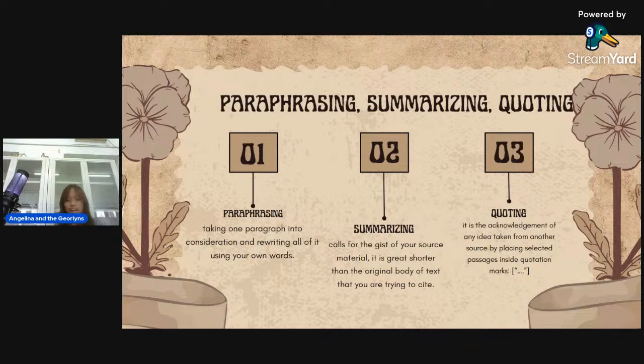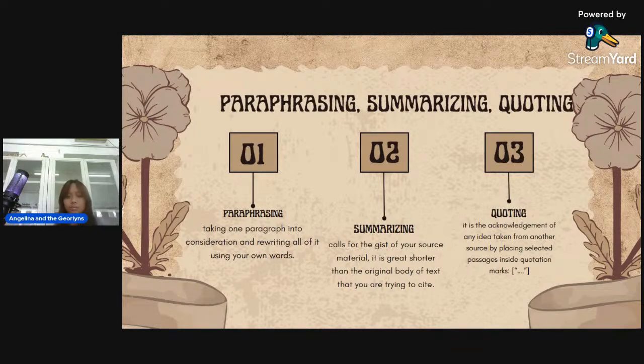Then summarizing calls for the gist of your source material. It is much shorter than the original body of text that you are trying to cite. So when you are summarizing, you are just getting the gist of everything so it will be easier for you and your readers to read instead of a whole long paragraph.